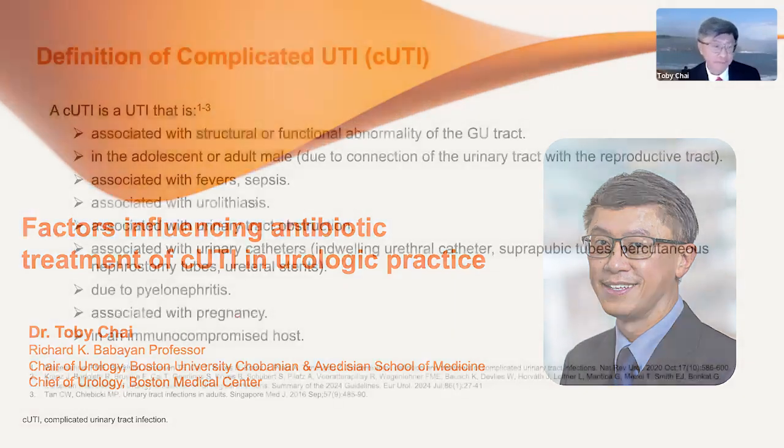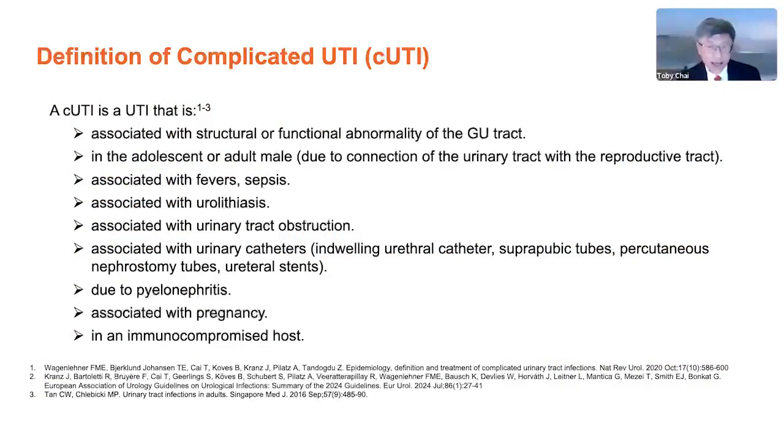Next slide, please. As I was putting this talk together, I'm glad that we have different parts that we're talking about, but I thought I should just define what a complicated UTI is. We've been talking about it, but this is a laundry list of what would be considered a complicated UTI. We heard about structural and functional abnormality in the GU tract. If you have that and you have a UTI, it's a complicated UTI. Any male with a UTI is a complicated UTI.